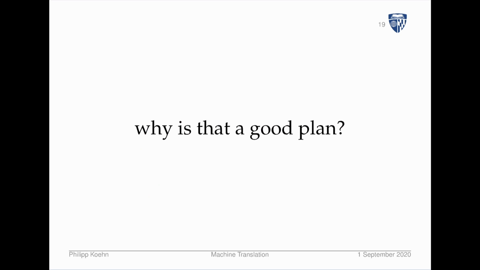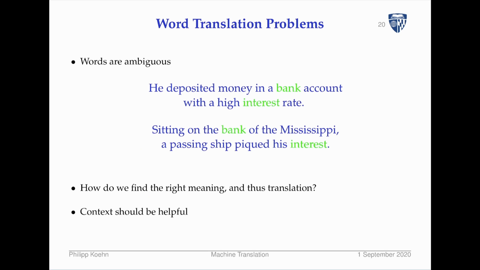So why is that a good plan? Let's first look at some of the problems that we will encounter during translation. We'll start with word translation problems. Words are ambiguous. So the classic examples here are the word interest and the word bank. These have starkly different meanings in these sentences.